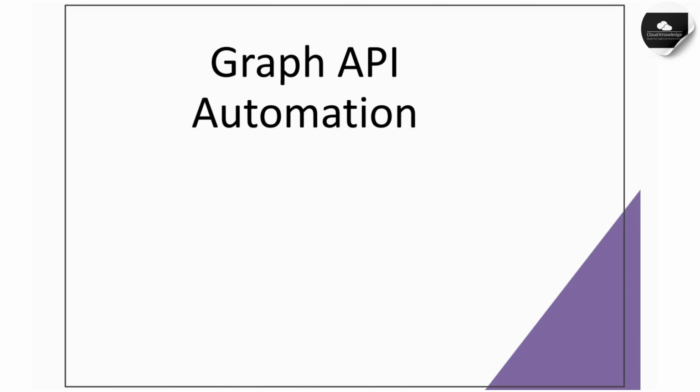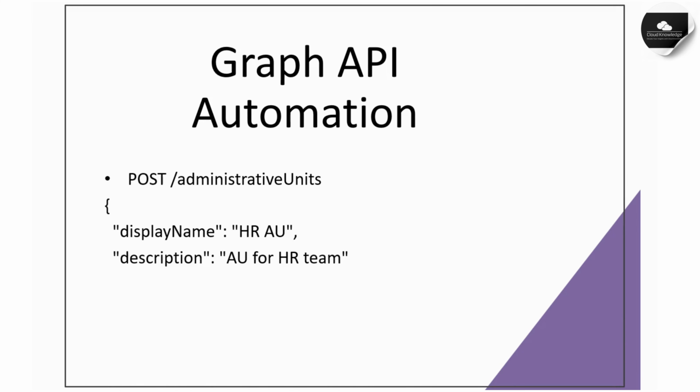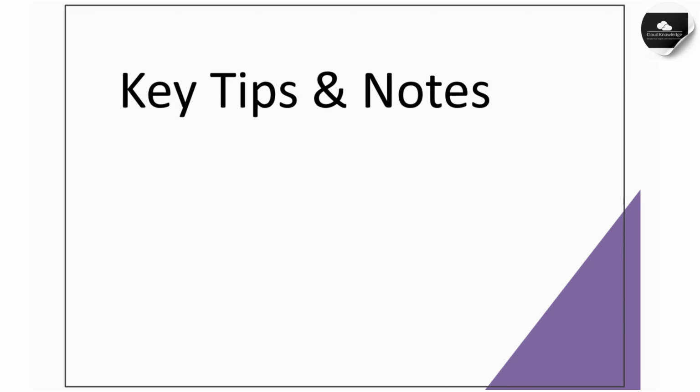Graph API automation is also available. With the help of Graph, we can create an AU itself: POST /administrativeUnits, display name will be this, and description will be "use Graph for all AU lifecycle". So these are the basic tasks that we can perform. At the end, we have key tips and notes for you that you can check.